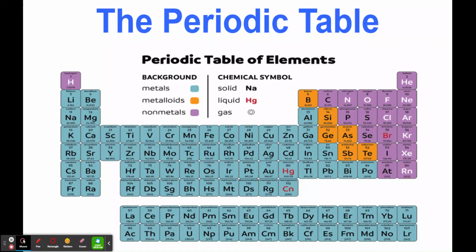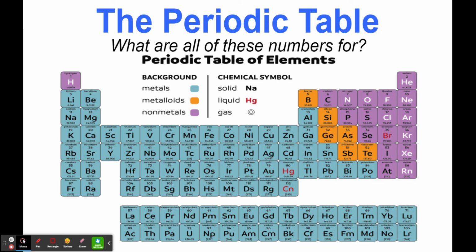Now, I've mentioned a couple times that you can look stuff up on the periodic table, so we probably ought to talk a little bit about the information you'll find on the periodic table. And this is just an intro. We're going to dive deeper into the periodic table next unit, but I want to talk a little bit about what all these numbers are for, the basic stuff you can find on the periodic table.